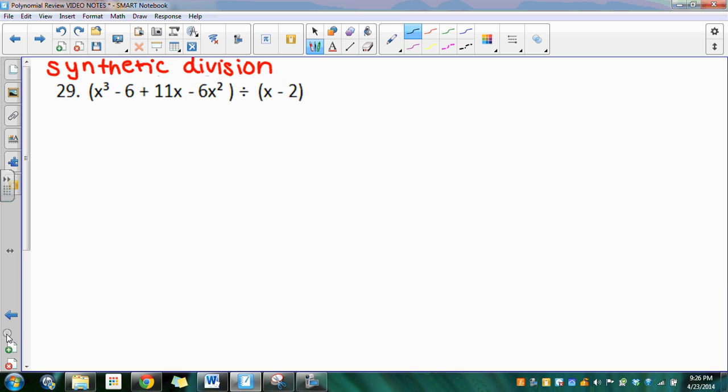Let's do one more. Number 29, we're going to use synthetic division to solve it. And x minus k is that little trick we have to remember. It's got to be in this form or else it won't work.